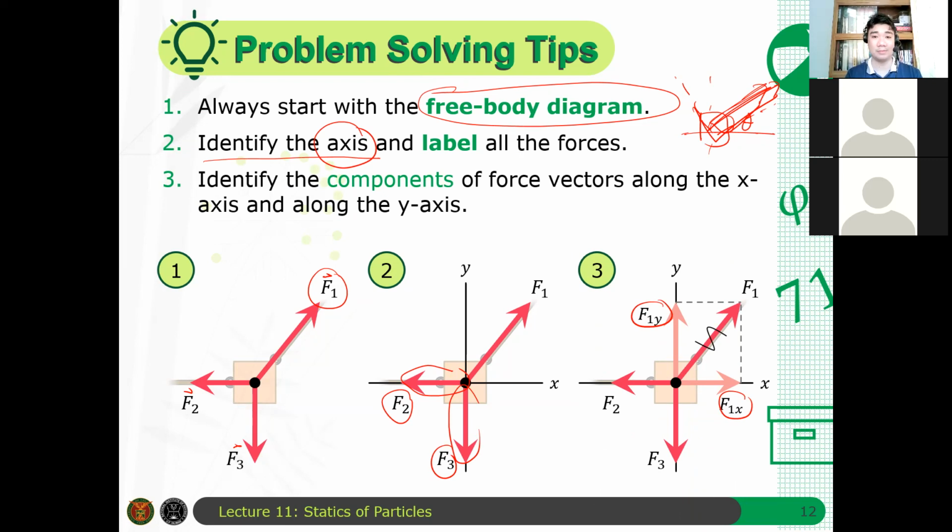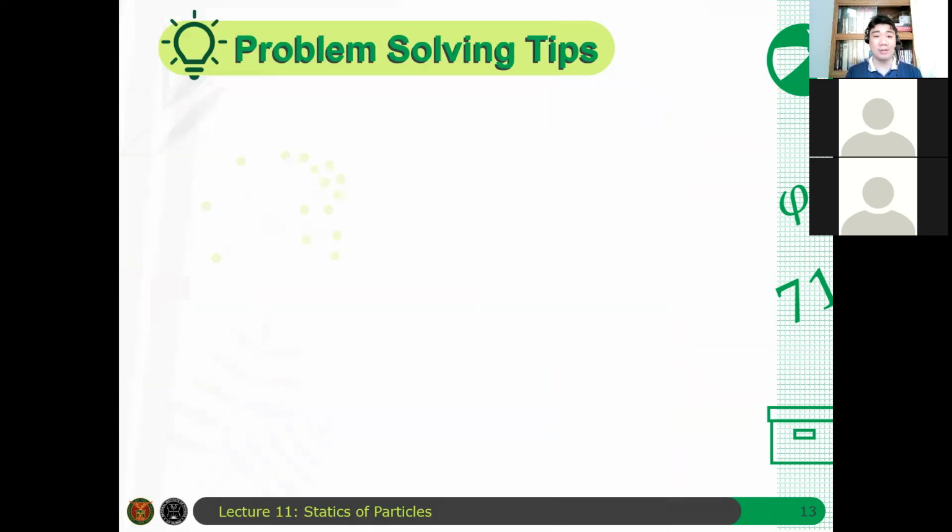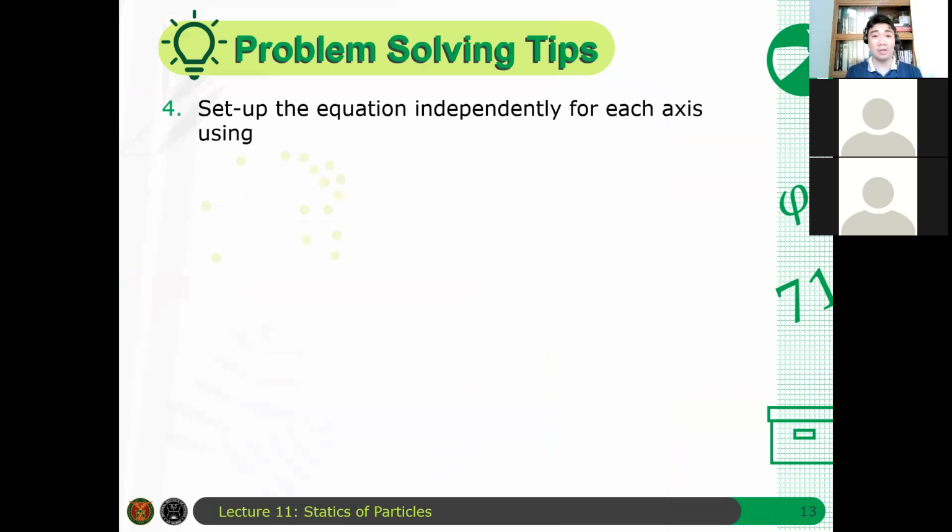Okay. Now, the next one is, again, you set up the equation of motion. Ang tawag sa isa-set up yung equation ay equation of motion. So kapag may nagtanong sa inyo, what is the equation of motion? Yun lang yung net sum of all forces on X and net sum of all forces along Y. Equation of motion. So do not forget that. Ang tawag dyan ay equation of motion.